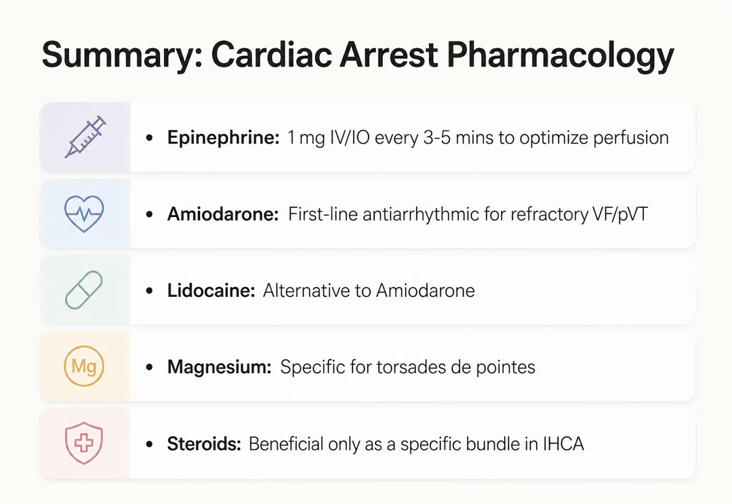To wrap up, remember that epinephrine is your primary vasopressor to optimize perfusion, given at 1 milligram every 3 to 5 minutes. Amiodarone is your first-line antiarrhythmic for refractory VF or pulseless VT, with lidocaine as a backup. Magnesium is reserved specifically for torsades de pointes or hypomagnesemia, and steroids show benefit only when used as a specific bundle during in-hospital cardiac arrests.